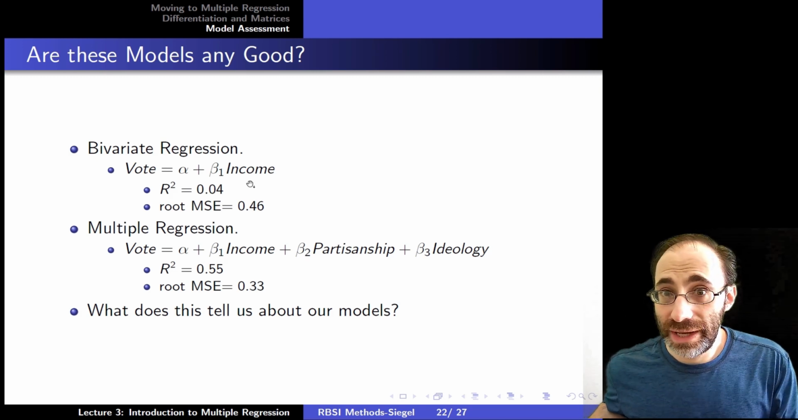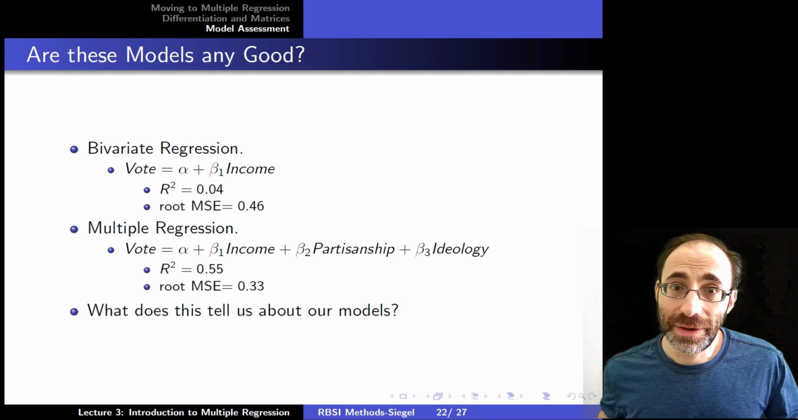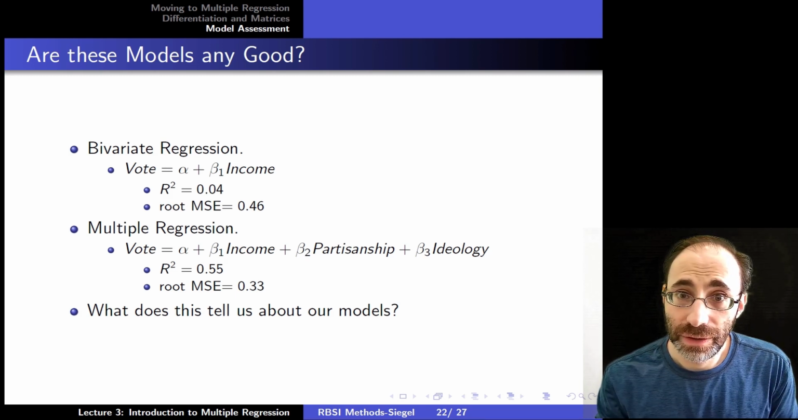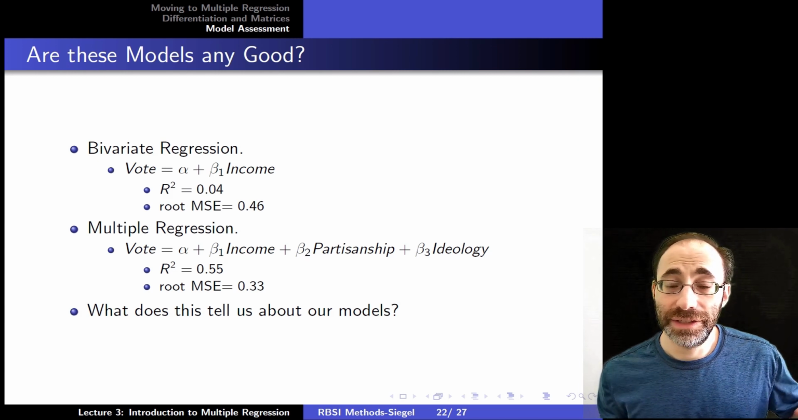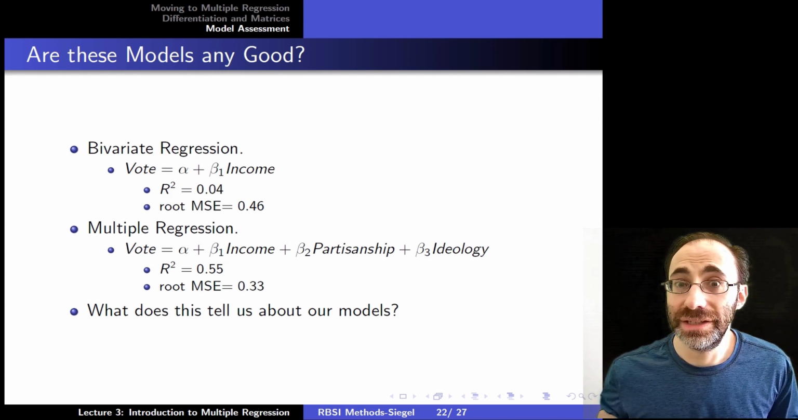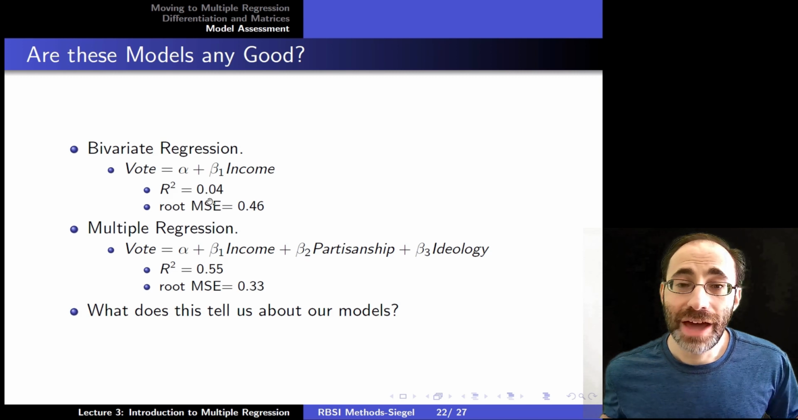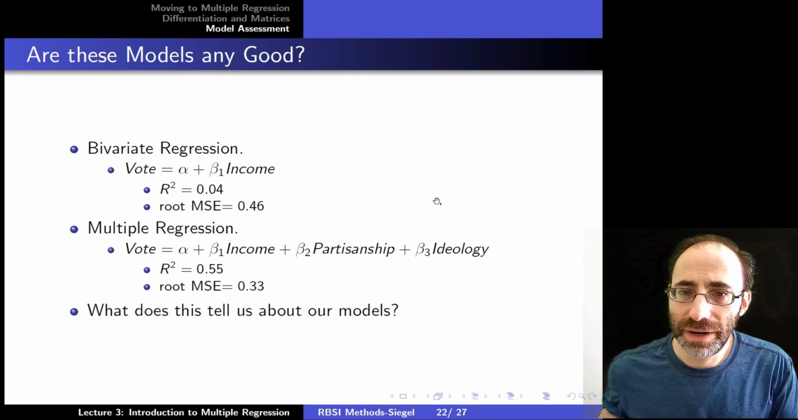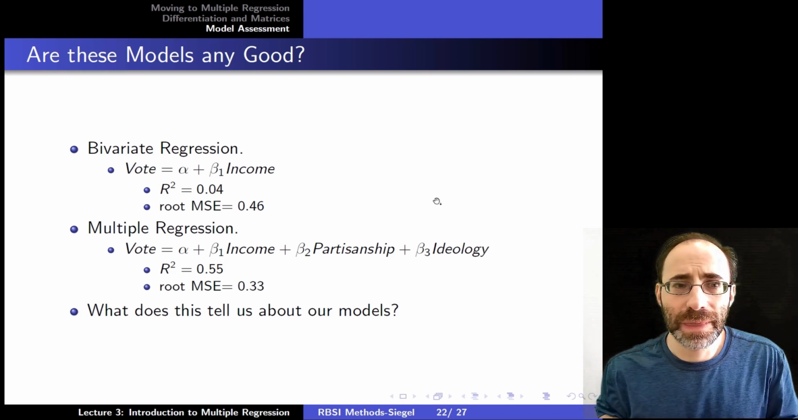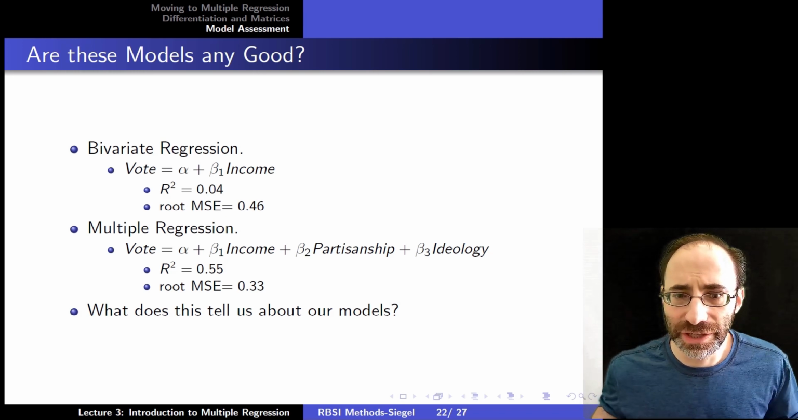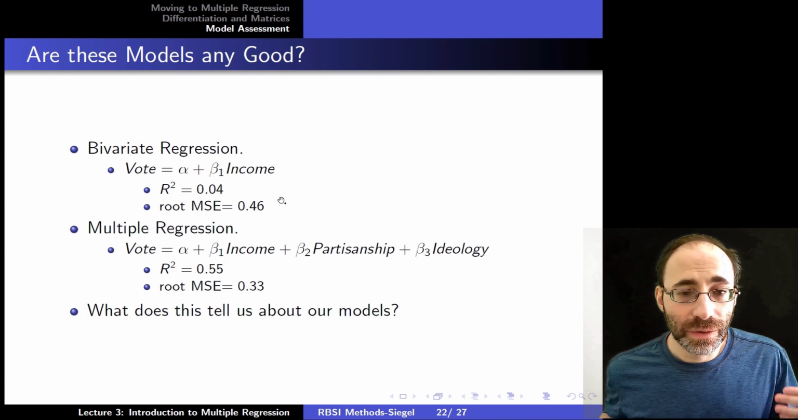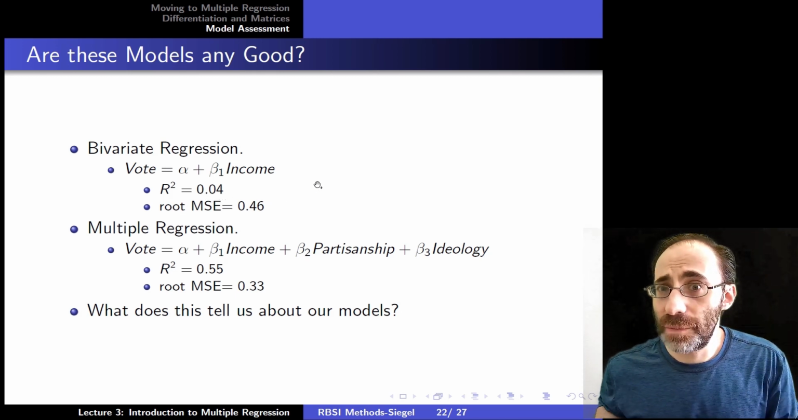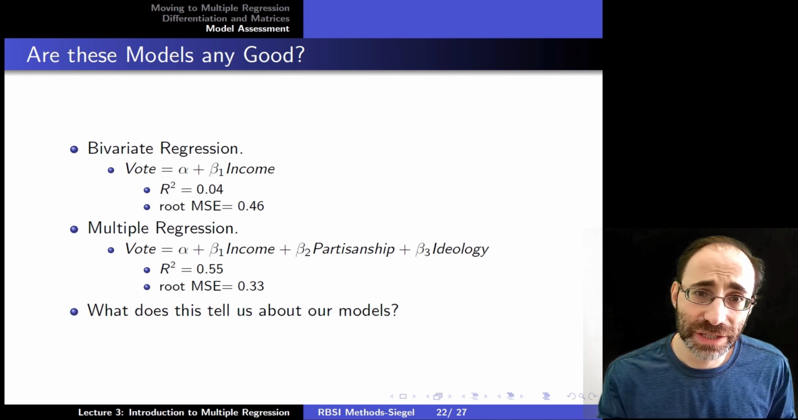We had two different ways of assessing models we talked about back when we were doing bivariate regressions. One was r-squared, which is the proportion of the variance in a dependent variable explained by variance in the independent variable. And one was root mean squared error, which was a measure of sort of the average deviations in prediction. So what do we get there? Well, the r-squared here is 0.04. So we're explaining 4% of the variation in vote choice by income.